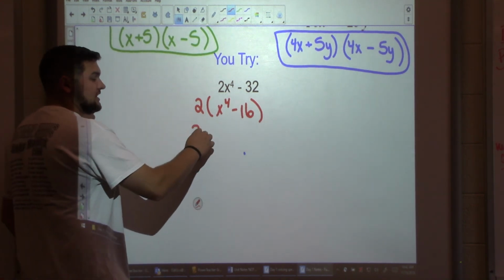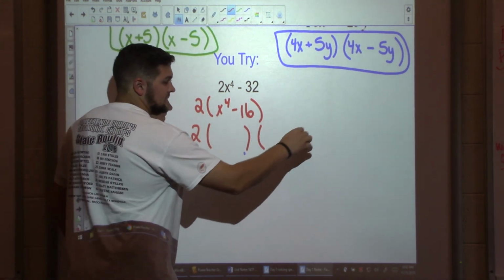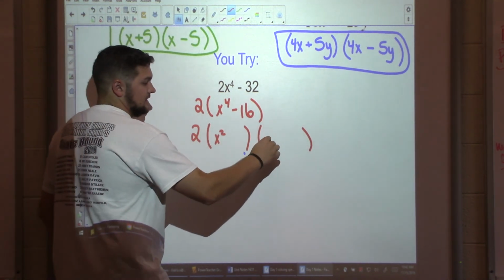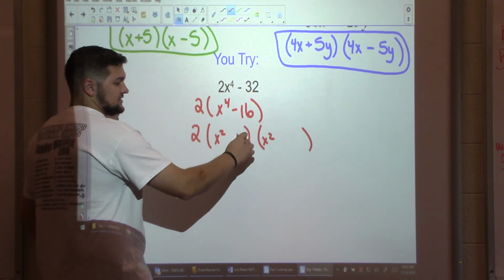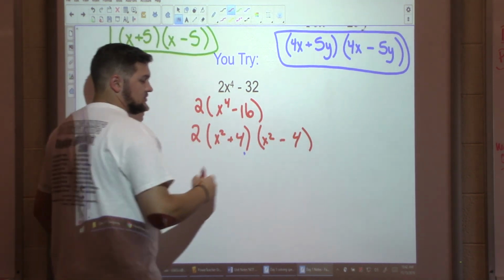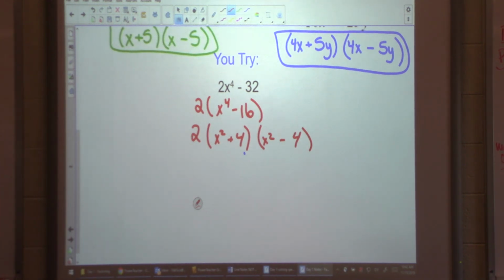Alright, so I can do the same thing. Make it a difference of perfect squares. Square root of x to the 4th is x squared. Square root of 16 is 4. Add 1, subtract 1. Am I done there? No. You have to distribute. Why not, Bryce? Because you have to distribute. Not going to distribute. So I like the answer of no. I like that part. But we're not going to distribute.